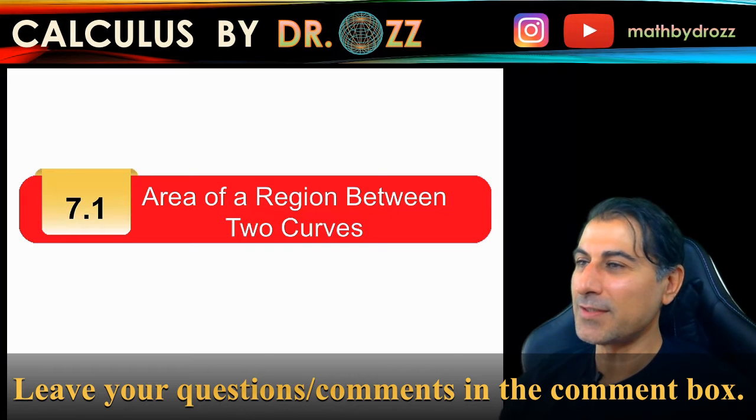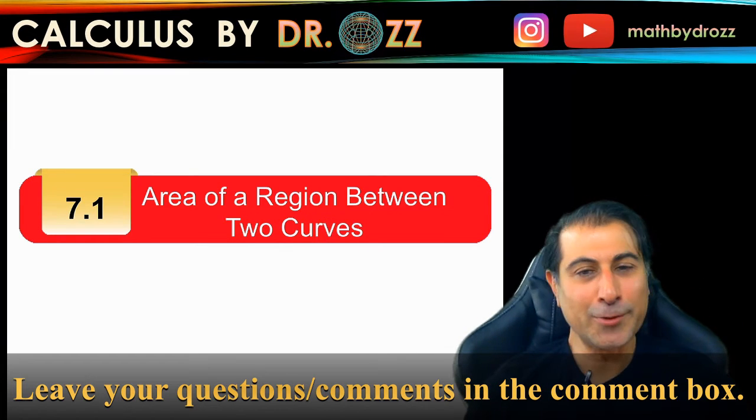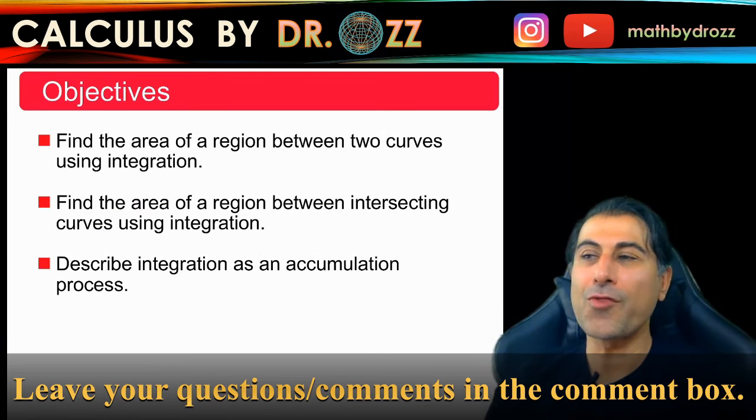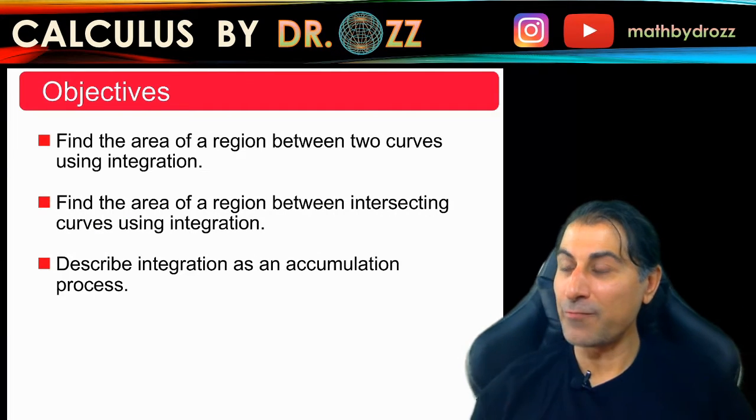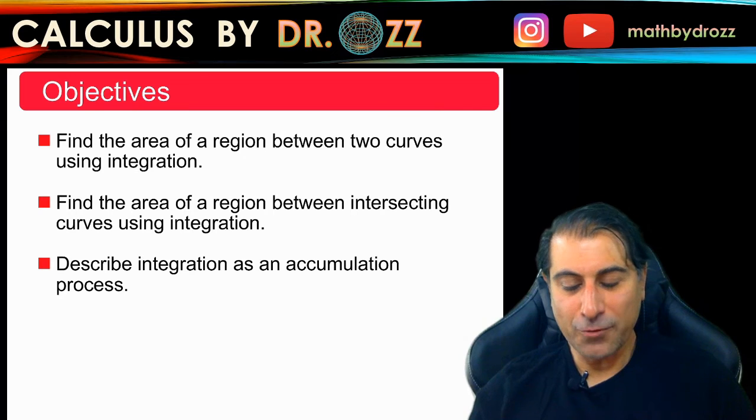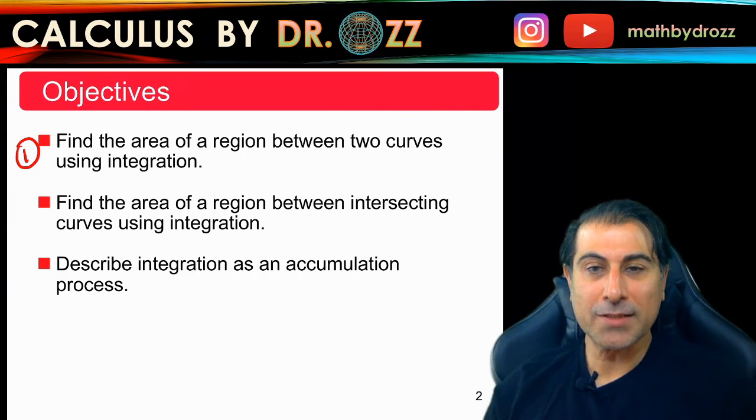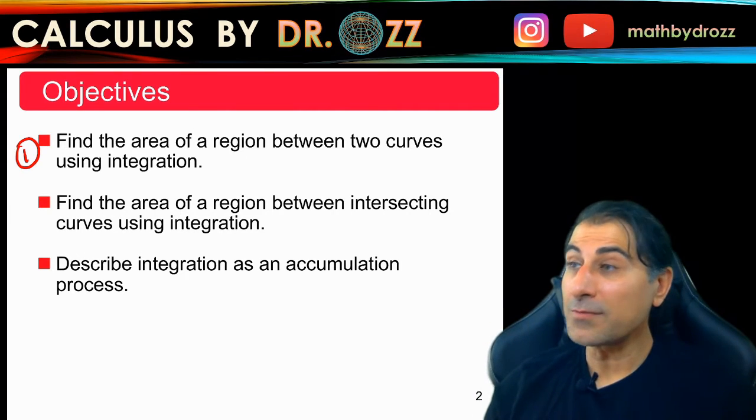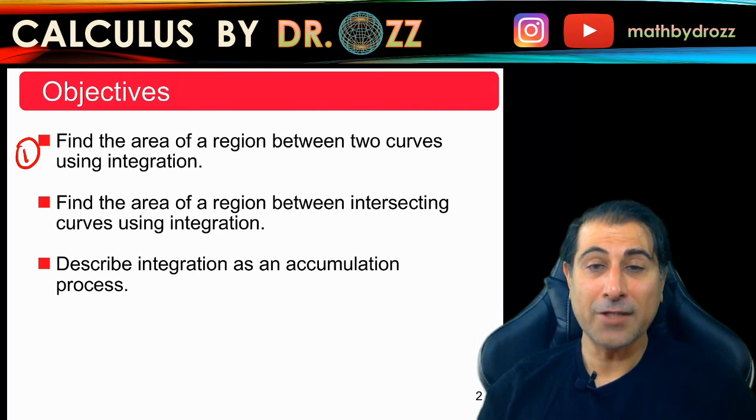Today we're going to go over a brand new section, which is called the area of the region between two curves. This is in the category of application of integration. So we have three learning objectives to achieve, and we're going to have only two videos. In the first video, I'm going to talk about the first learning objective, which is finding the area of a region between two curves by using the definite integration.